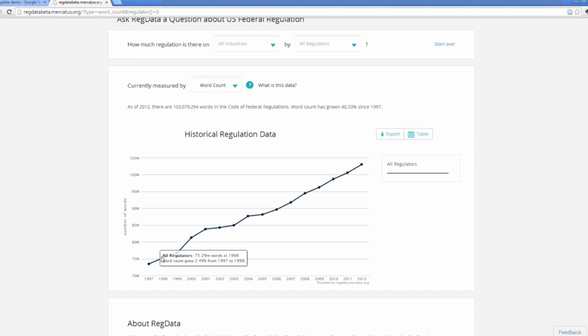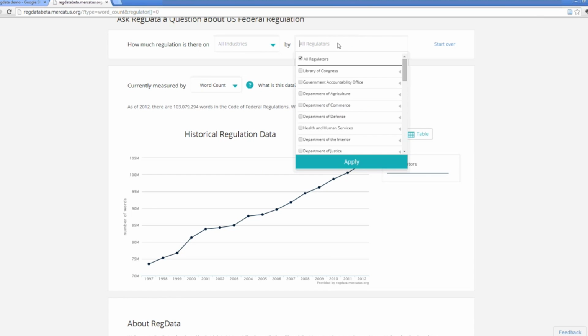The graph on the x-axis is showing years from 1997 through 2012, and on the y-axis is the number of words. And this range is going from about 74 million to, in 2012, 103 million words in the CFR. That's just the big, broad picture of regulation. Looks similar to the page count we saw earlier. We can go into specific departments.